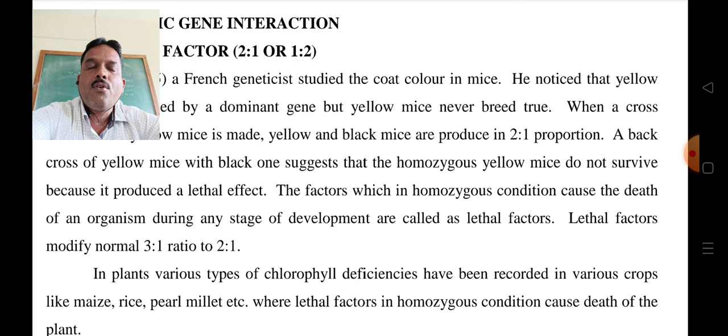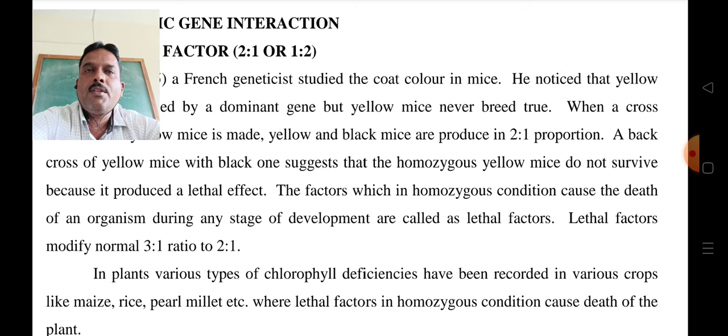For supporting this, he made a cross between two yellow mice and obtained the ratio 2:1, two yellow and one black. So in case of that crossing, we have to study how this ratio is modified. The condition in that lethal factor, lethal is considered as death of that individual, which is the homozygous dominant individual, that will not survive because of the lethal gene involvement.